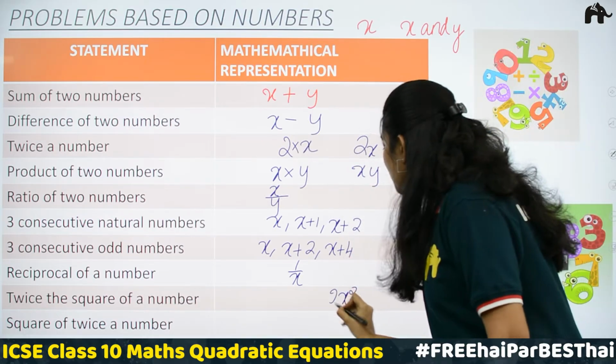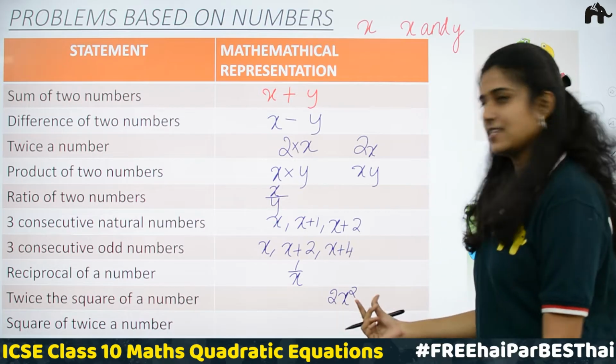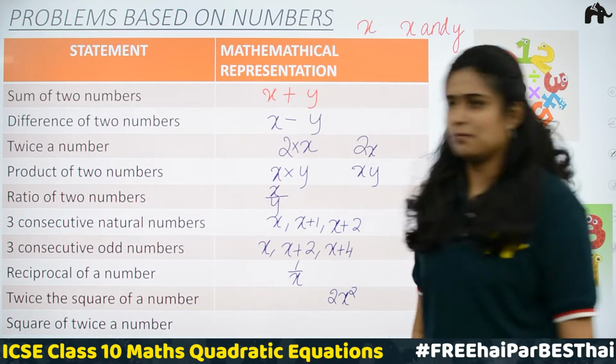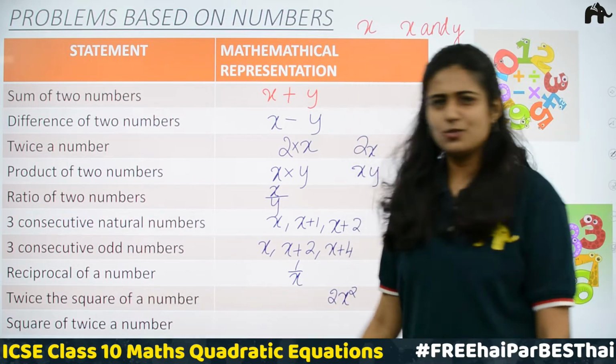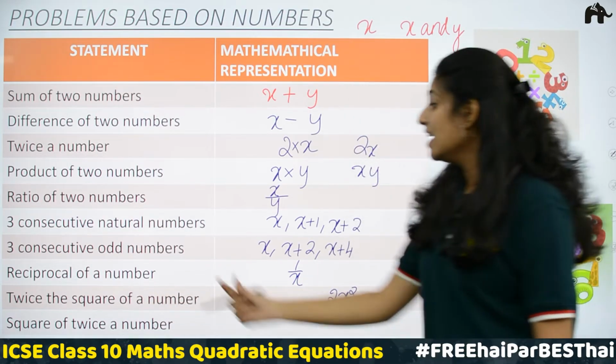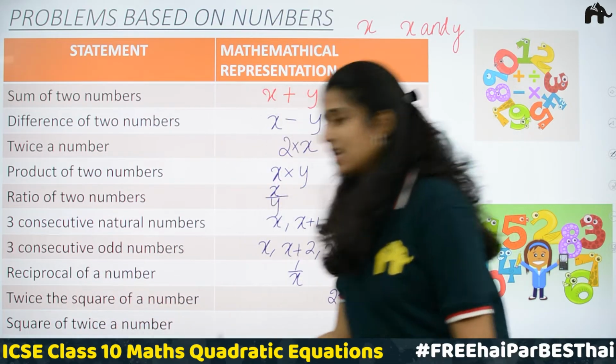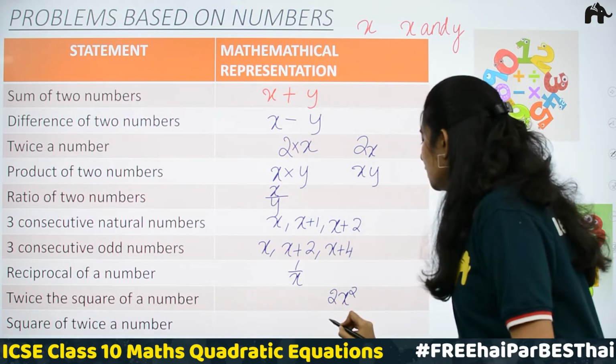Here again we have to multiply with 2. 2x square. Okay. Now next statement, square of twice a number. Is there any difference between these two statements? Yes, right? This is twice the square of a number and this is square of twice a number. Twice a number is 2x.